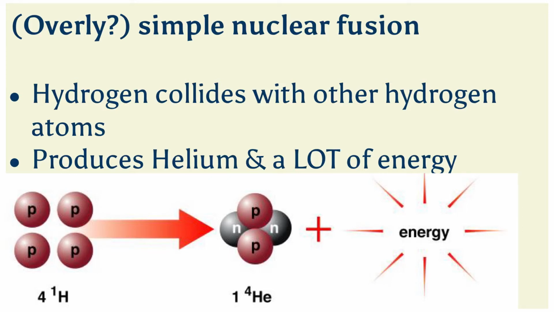We have hydrogen colliding over here. We have 4 individual hydrogen atoms that are colliding and going to form helium. That also produces a lot of energy. And that's 1 helium, so 2 protons, 2 neutrons. So that's why it's He4.